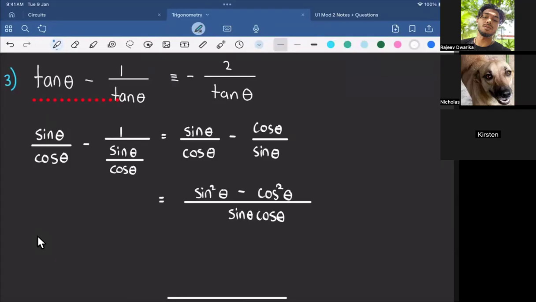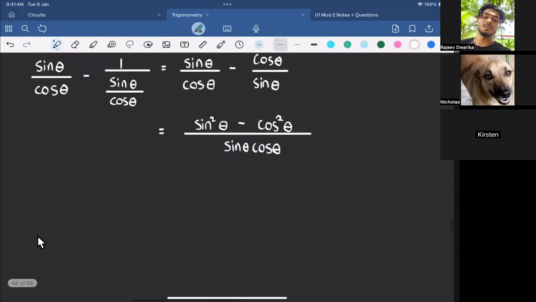This is where things get very tricky, right? Let me think. Do we know what sine square theta minus cos square theta is? I have minus 1.